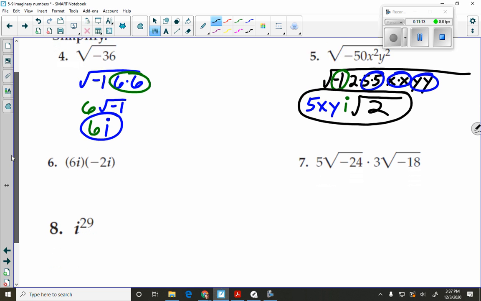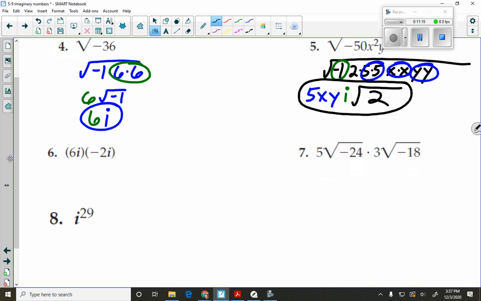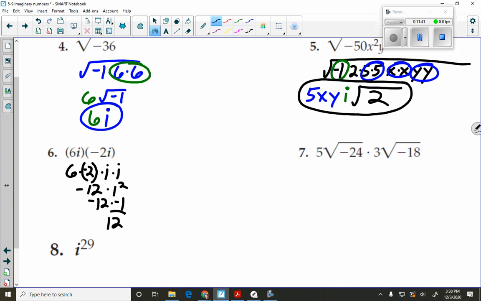Okay, let that sink in for just a second. Okay, here we go. 6i times 2i. Well, rearrange it. That's a 6 times a negative 2 times i, which is a negative 12 times i squared. What's an i squared? It's a negative 1. Negative 12 times negative 1 is a positive 12, and that is your answer.